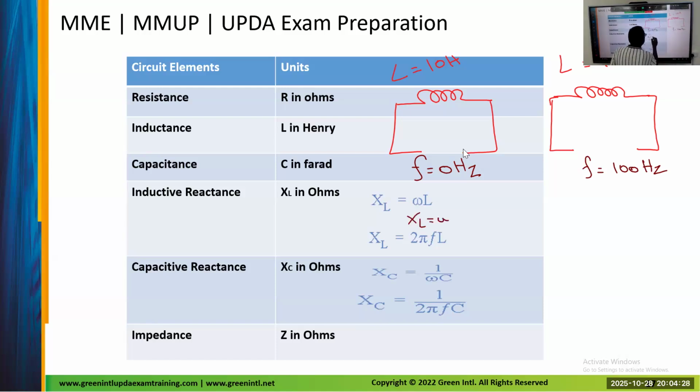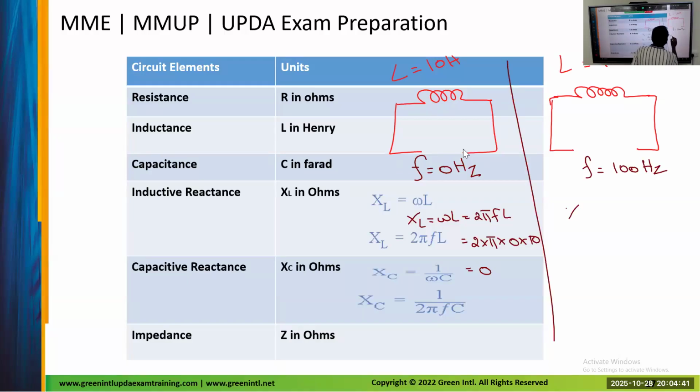XL is equal to omega L, which is equal to 2 pi FL, which is equal to 2 into pi into 0 into 10, which is equal to 0. Here XL is equal to 2 into pi into 100 into 10, which is equal to 2000 pi. So what is the unit here? Ohms.